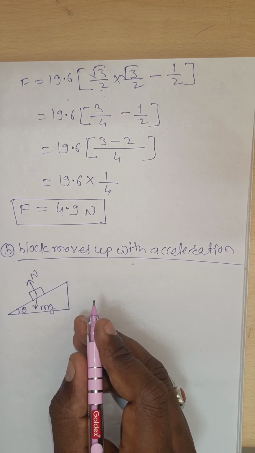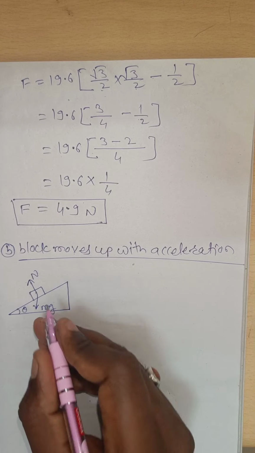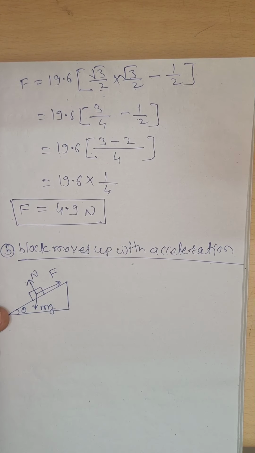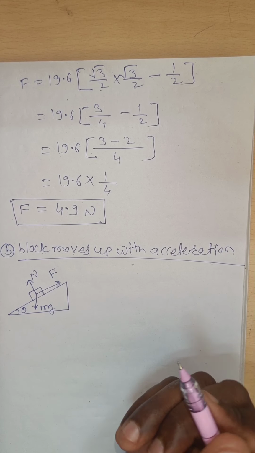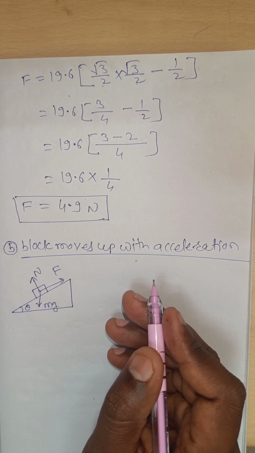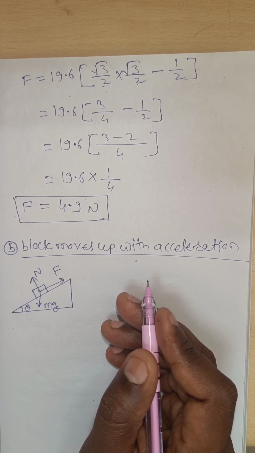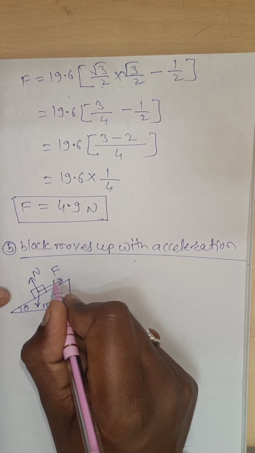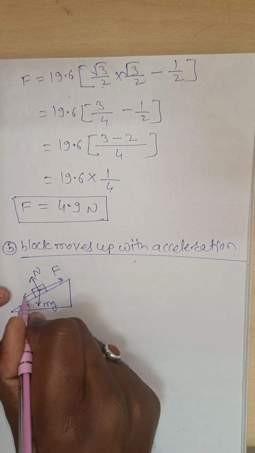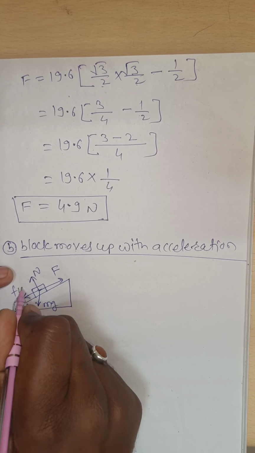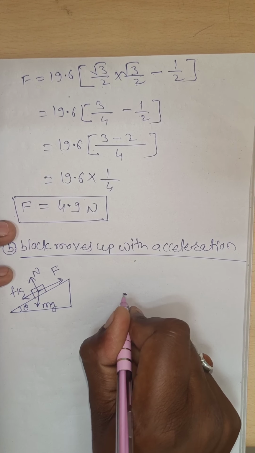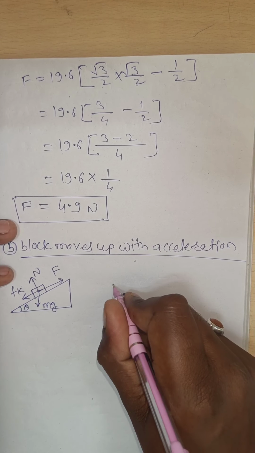Now we want to move the block in the upward direction, which means this is the direction of the applied force. If this is the direction of the applied force, then what is the direction of kinetic friction? The friction is in the direction opposite to that of the applied force. So this is the direction of kinetic friction. Therefore, draw the free body diagram of the block.